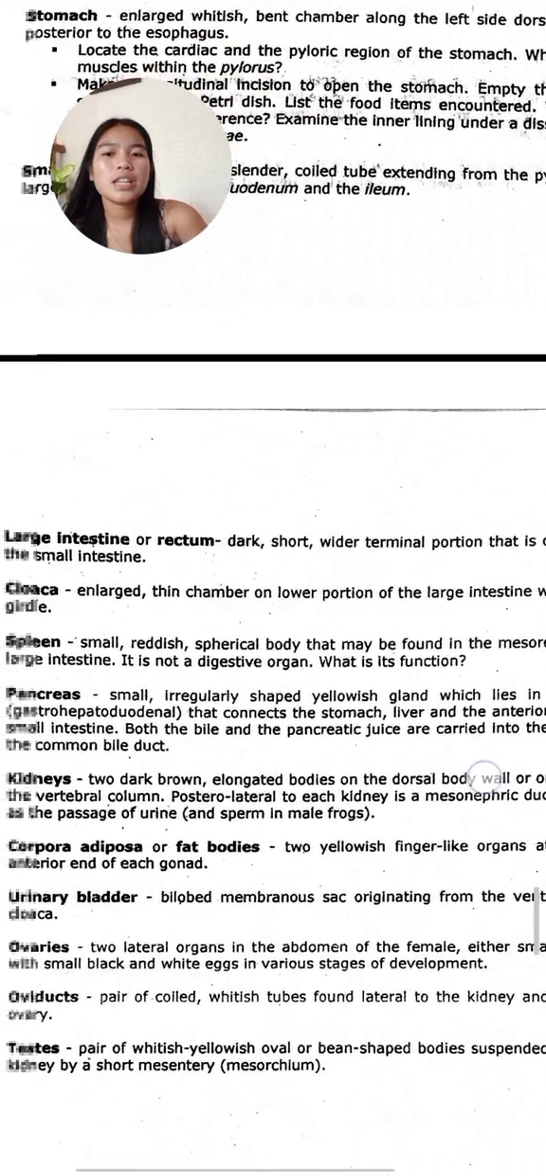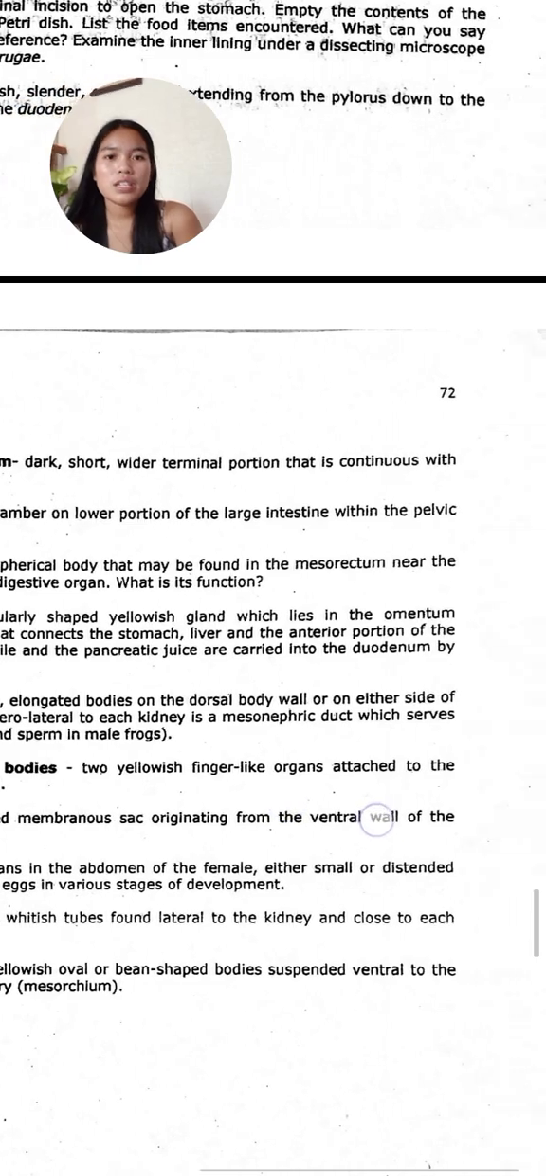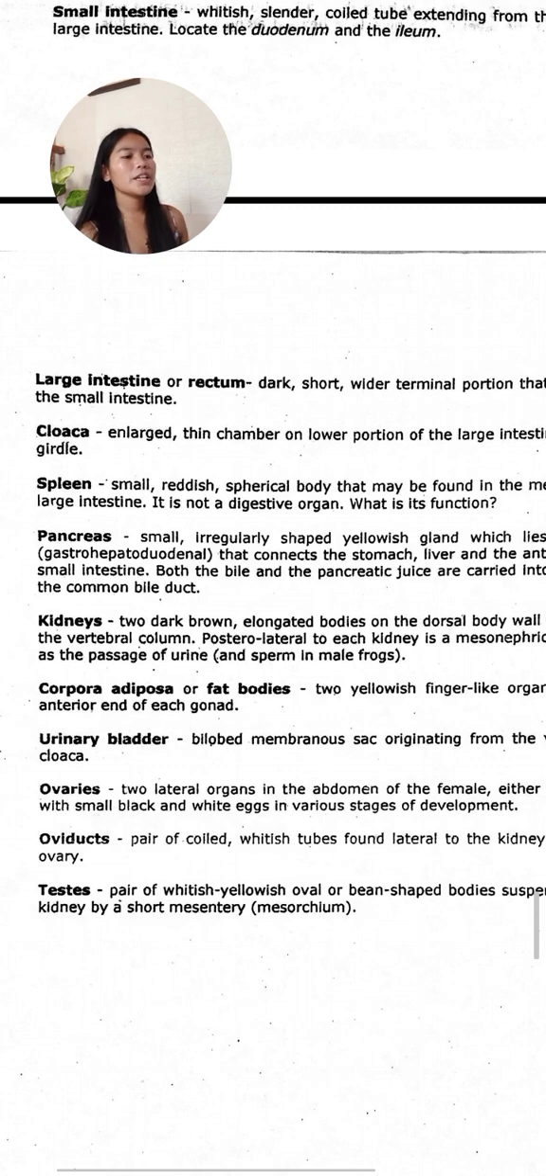So the large intestine is the dark, short, wider terminal portion that is continuous with the small intestine. So the large intestine is the long tube-like organ that is connected to the small intestine at one end and the anus at the other. The large intestine has four parts: the cecum, the colon, the rectum, and anal canal. Partly digested food moves through the cecum into the colon, where water and some nutrients and electrolytes are removed.